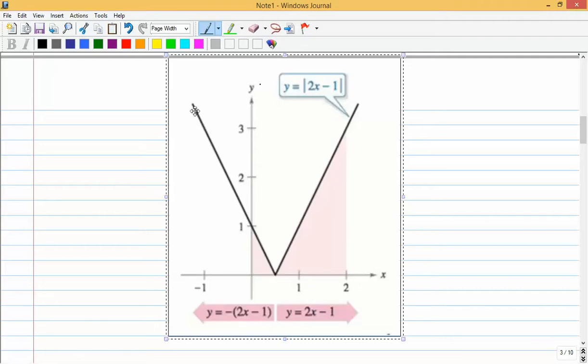Well, this line right here is actually not 2x minus 1. This line right here is the negative of 2x minus 1.